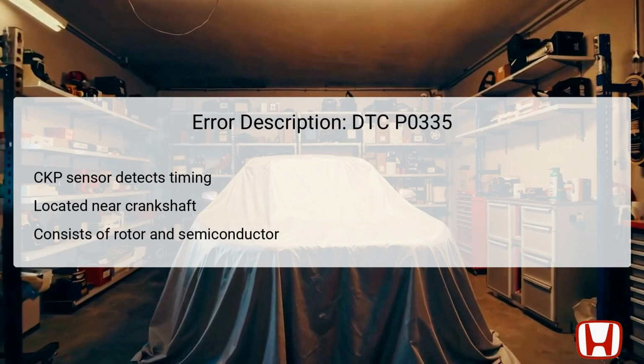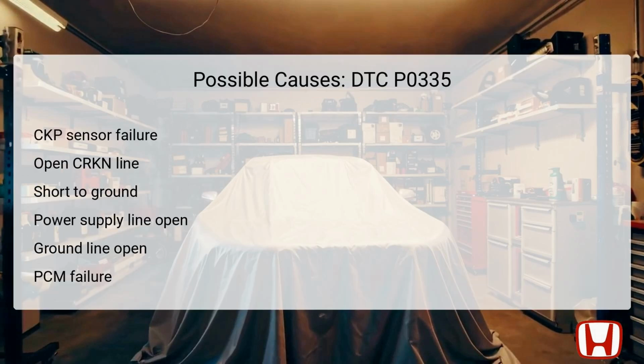The CKP sensor consists of two main components: a rotor that spins with the engine and a semiconductor. The rotor's movement alters the magnetic field within the semiconductor, resulting in pulsing signals sent to the powertrain control module, PCM. These signals tell the PCM about the engine's speed and timing. If the CKP sensor fails to deliver these signals, the PCM identifies the issue and stores the DTC, indicating that further diagnostics are necessary.